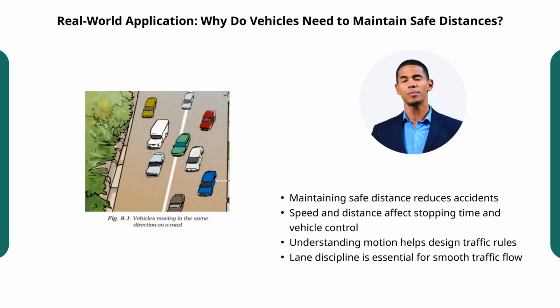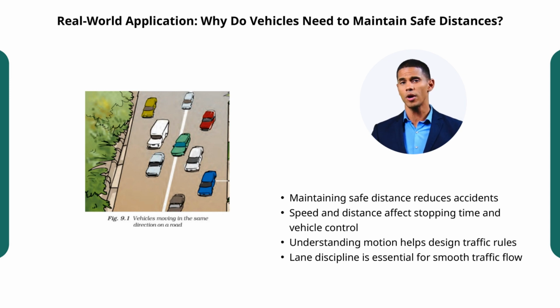You might wonder, why do drivers keep a distance from the vehicle ahead? It's because motion and speed directly affect safety. When vehicles move fast, they need more distance to stop safely if something unexpected happens.